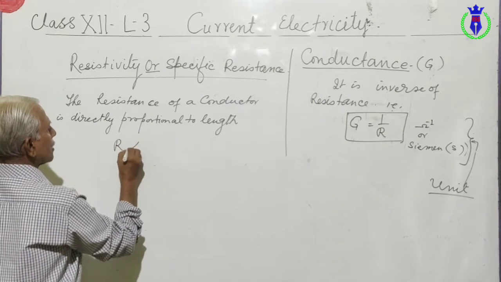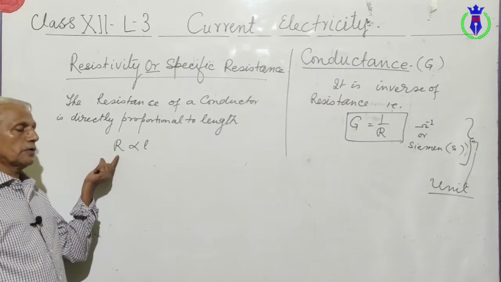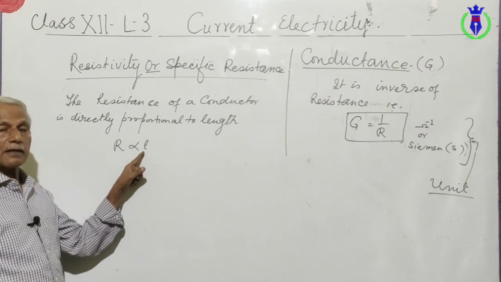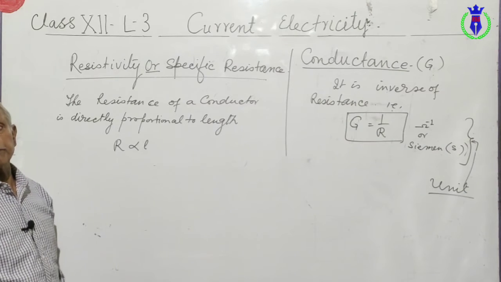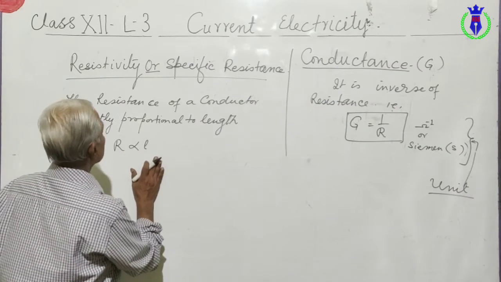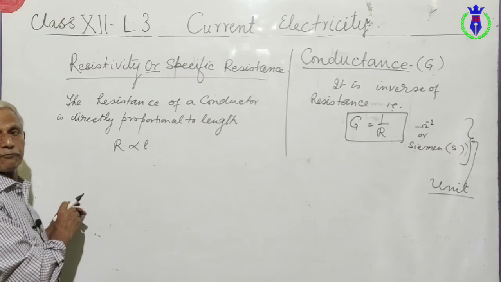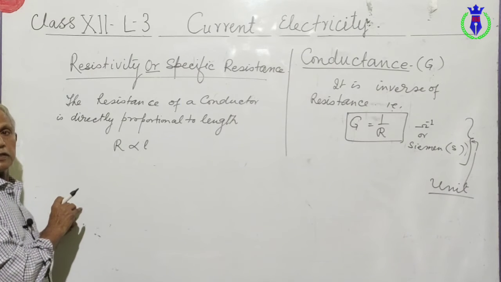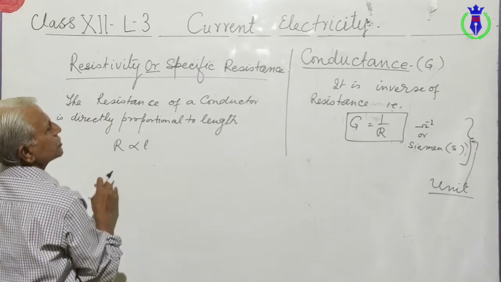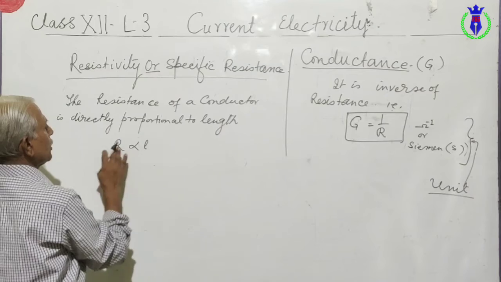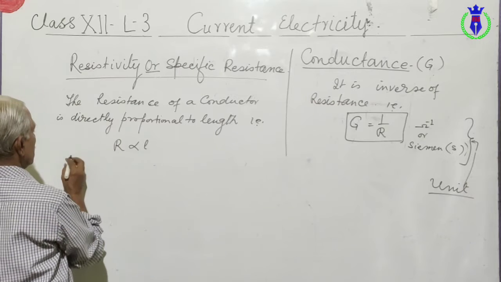That is R proportional to L. If L is doubled, resistance is doubled. If that wire length is thrice, the resistance becomes 3 times. So R is proportional to L. If the radius of the conductor remains constant, then the resistance depends upon the length. So the resistance of a conductor is directly proportional to the length. That is R proportional to L.